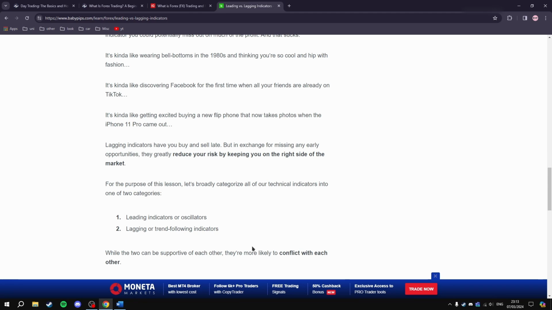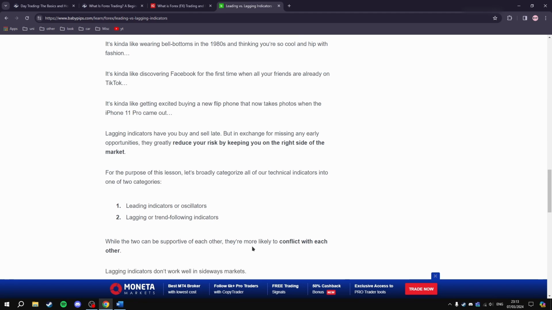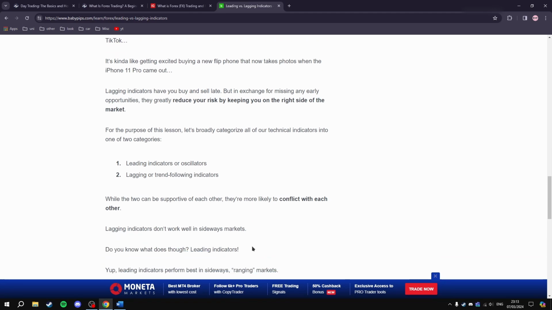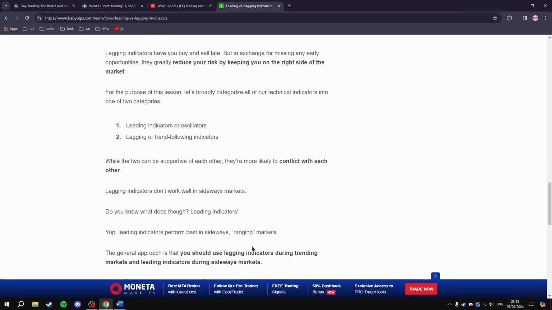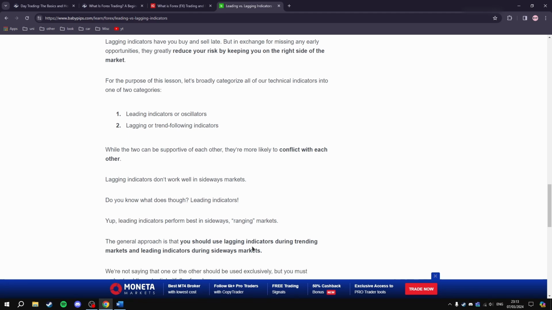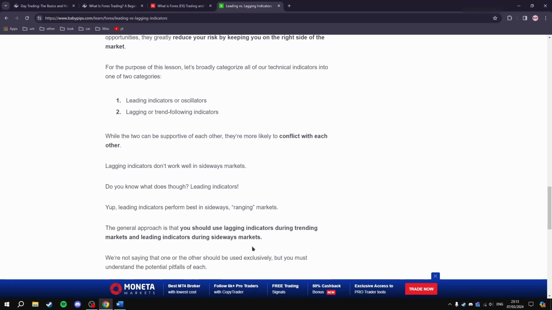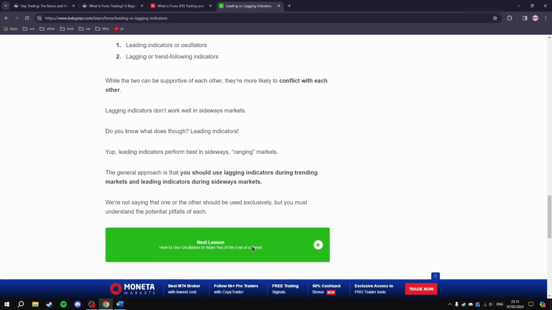Lagging indicators have you buy and sell late, but in exchange for missing any early opportunities, they greatly reduce your risk by keeping you on the right side of the market. For the purpose of this lesson, let's broadly categorize all of our technical indicators into one of two categories: leading indicators or oscillators, lagging or trend following indicators. Whilst the two can be supportive of each other, they're more likely to conflict with each other.